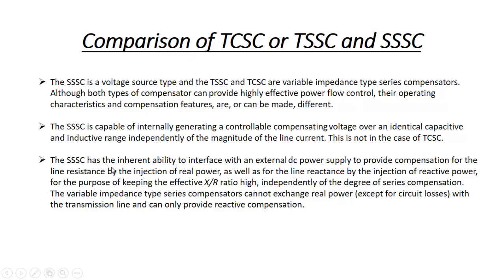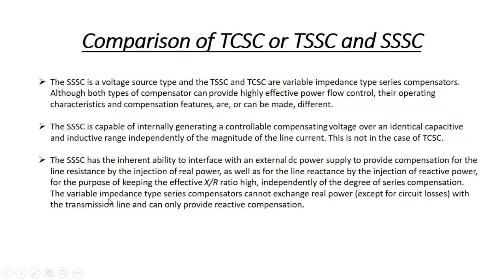The SSSC has an inherent ability to interface with an external DC power supply to provide the compensation for the line resistance by the injection of real power, as well as for the reactance by the injection of reactive power, for the purpose of keeping the effective X by R ratio high, independent of the degrees of series compensation. The variable impedance type series compensation cannot exchange real power except for the circuit losses. With the transmission line, they can only provide reactive power compensation.